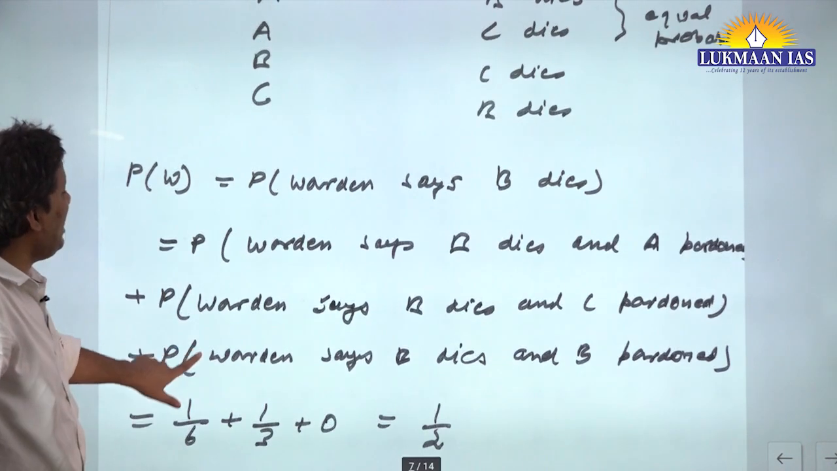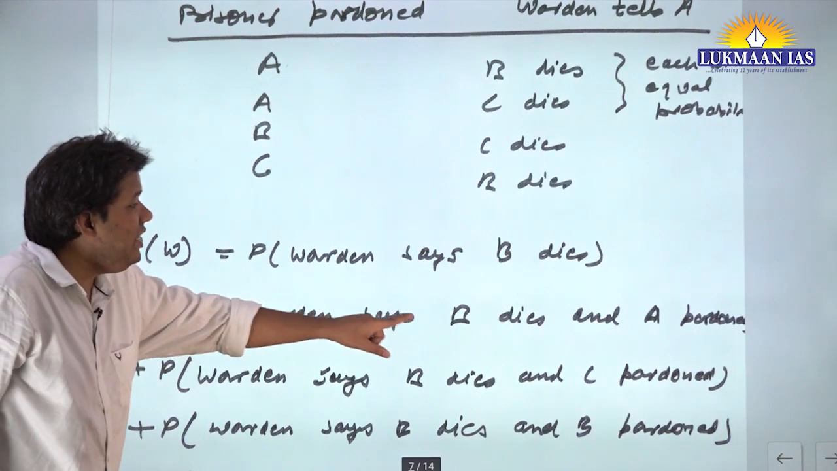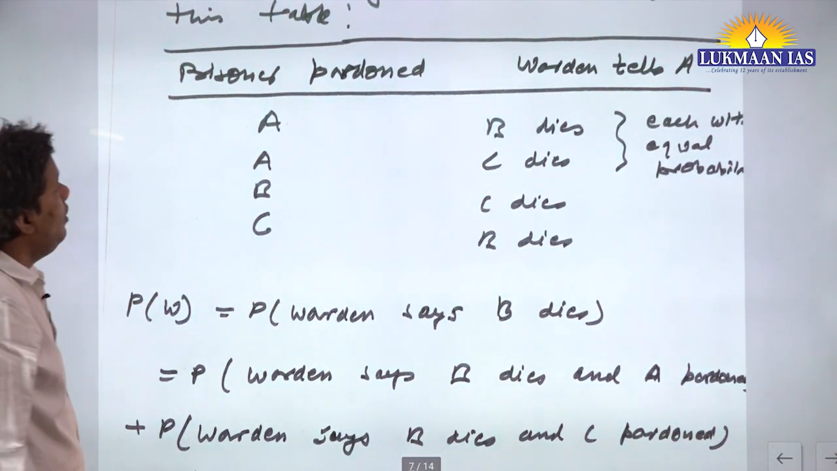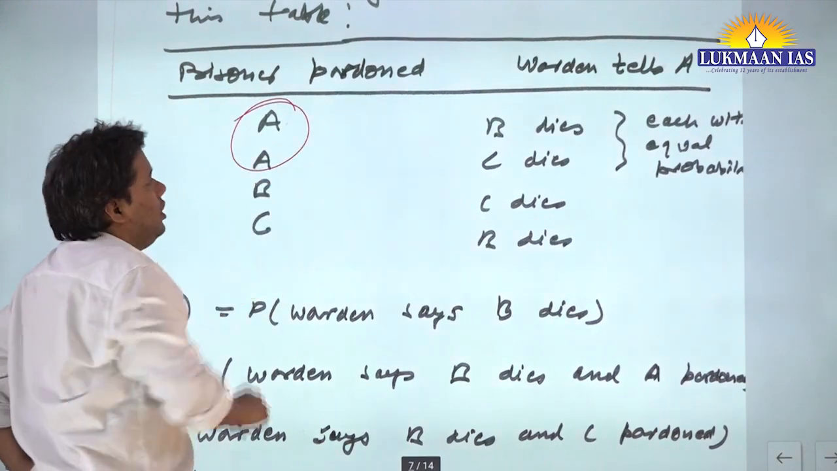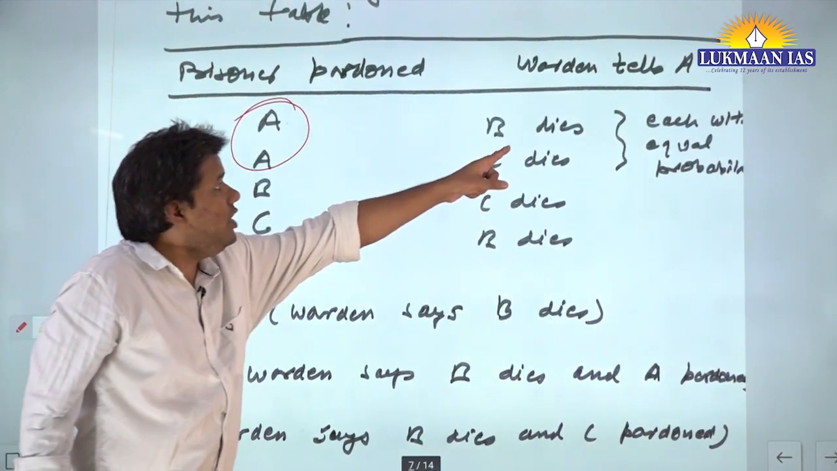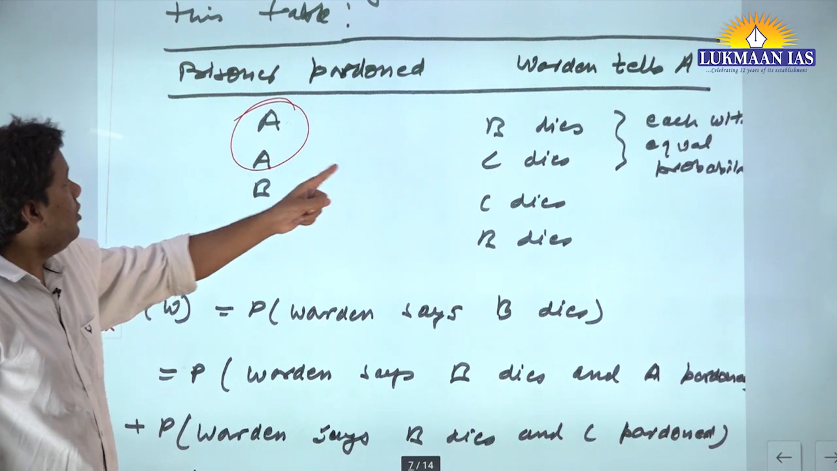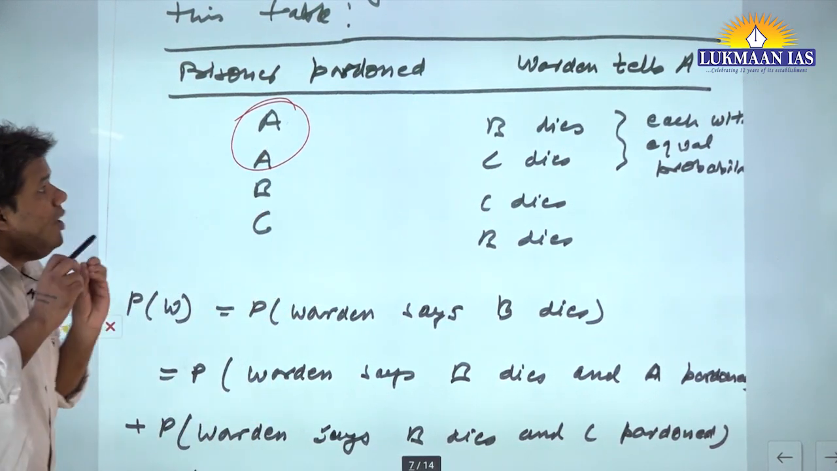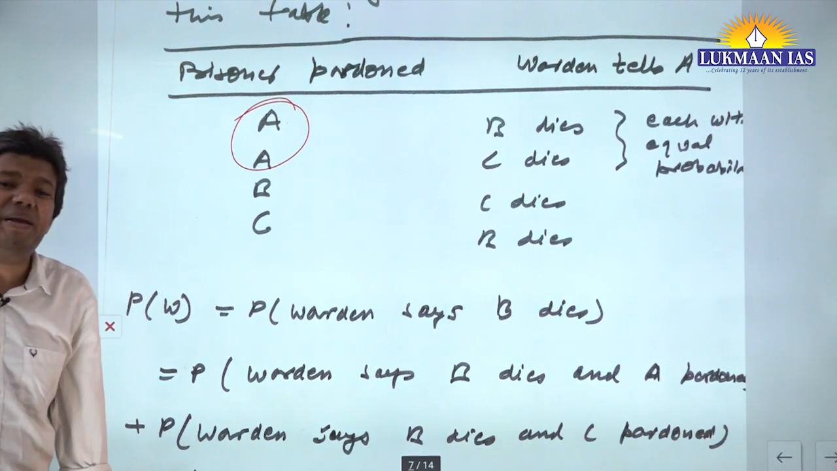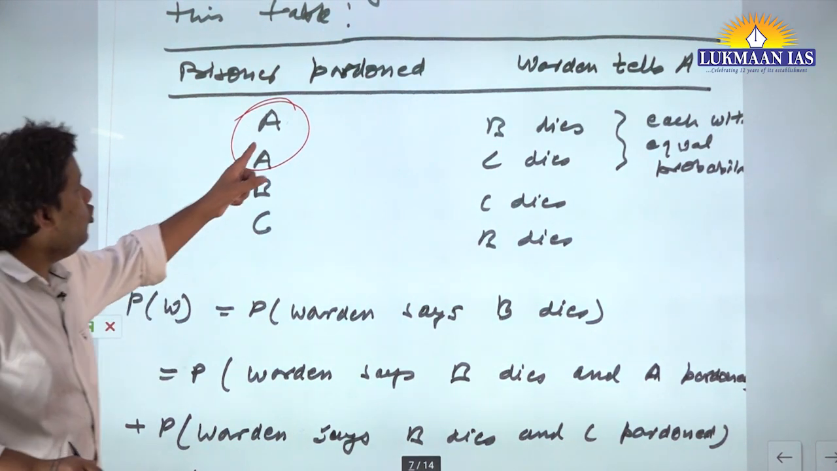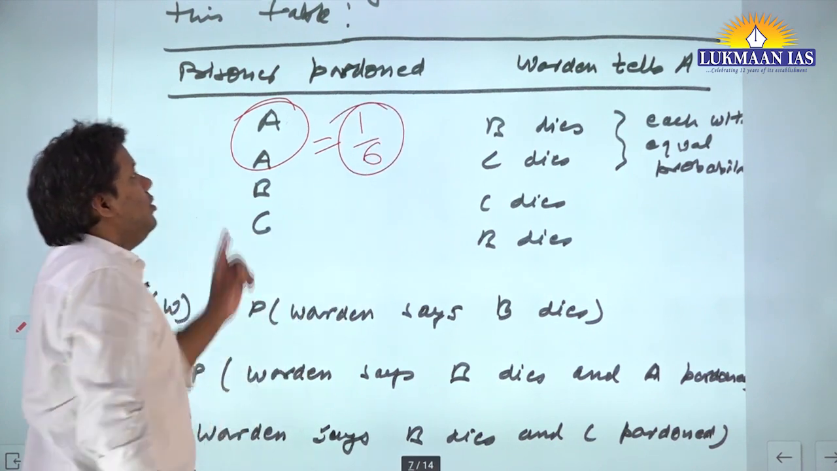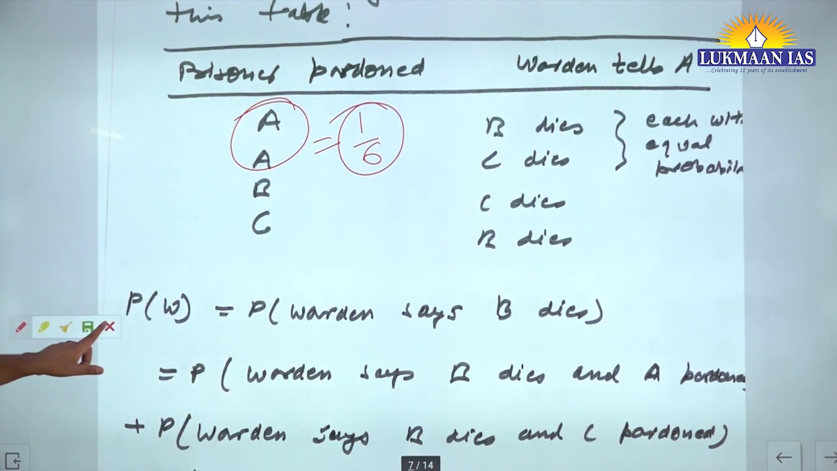Now come to the other case. Warden says B dies and A pardoned. Here is the crux. See, यहीं पे crux है. A पार्डन दो केसेस में, दो तरीके से पार्डन हो सकता है. वार्डन ने यदि B को बोला होता है B dies, तब भी A पार्डन हो सकता है, और C dies तब भी A पार्डन हो सकता है. But warden has said only B dies, right? So you will take not 1/3, you will take 1/6. This is important. Think about it. Why 1/6?